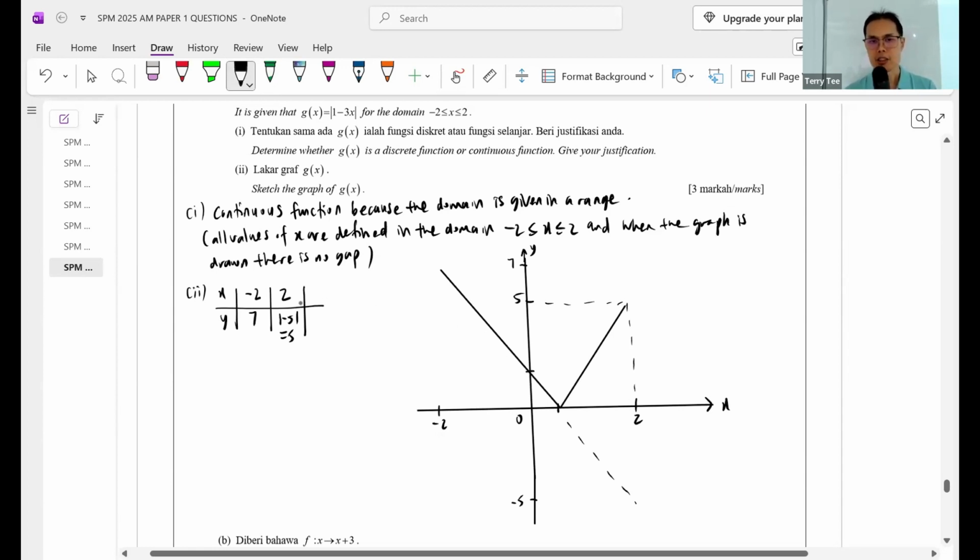Now how about this? We also can put when x is 0, you put 0 inside, your y is 1, right? This represents your y-intercept. And also, when y is 0, I put 0 inside, 1 minus 3x equals 0, your x is what? 1 over 3. That means your x-intercept is 1 over 3. So guys, my graph is complete. The left-hand side, the negative side, the one below, you can just skip, don't need to draw. I just want to show you how I get this modulus graph in the first place.